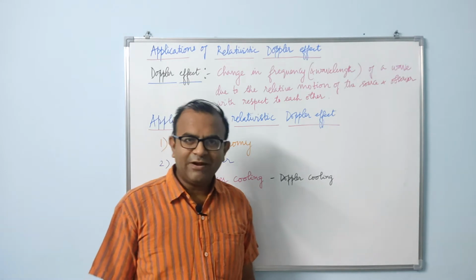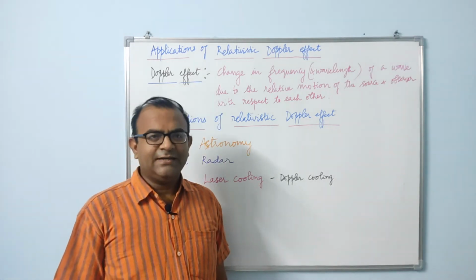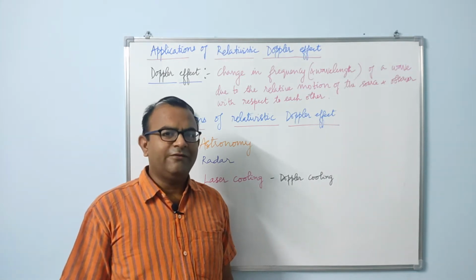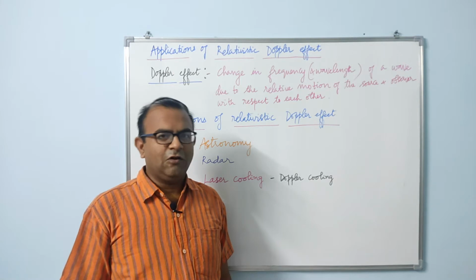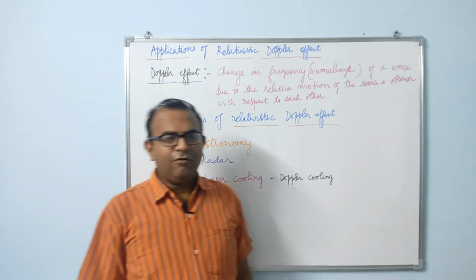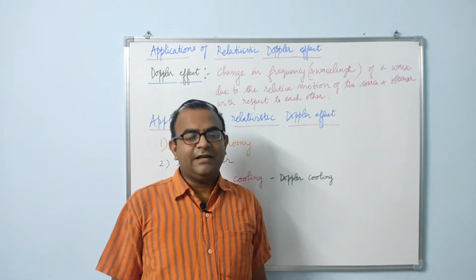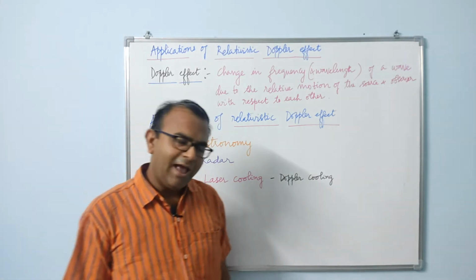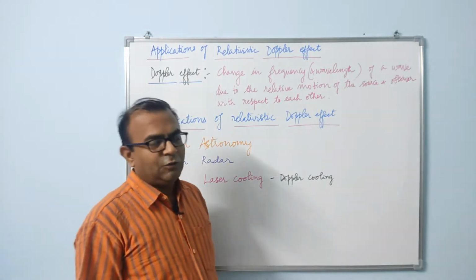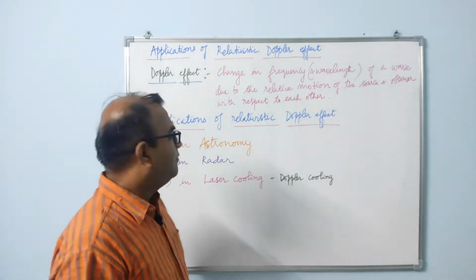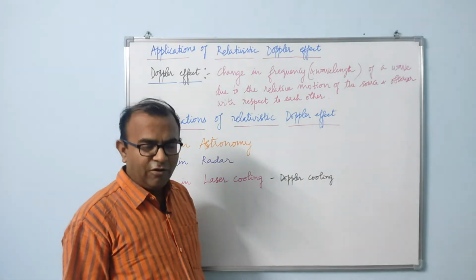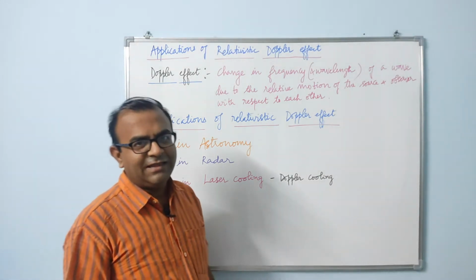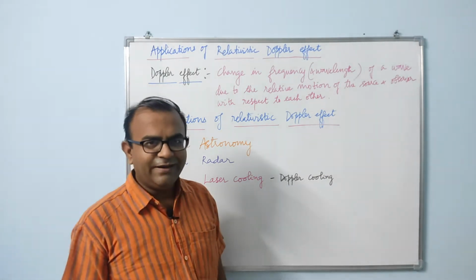We have posted two separate videos on Doppler effect, in which we have derived the expressions for the transverse case, for the longitudinal case, and finally for the general case where the angle between the line connecting the source and the observer is any arbitrary angle. So please do check out those two videos if you haven't already, to understand more about the basics of Doppler effect. But this video concerns itself only with the applications of relativistic Doppler effect.